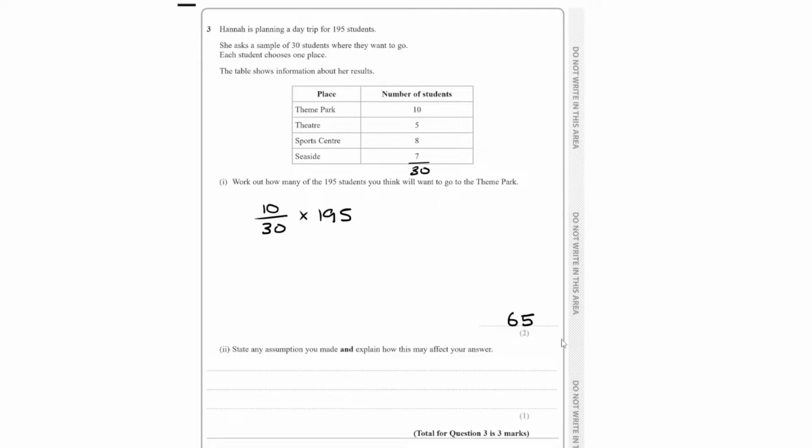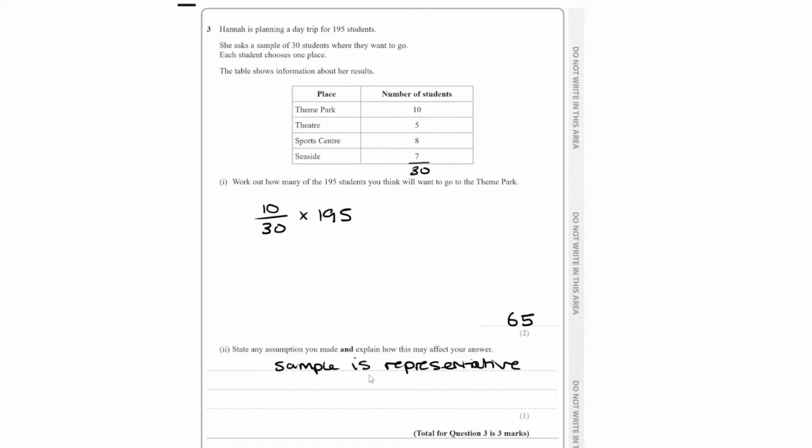Now, part II, state an assumption you made and explain how this may affect your answer. So what I was saying is I made the assumption that the sample was representative of the whole population. I would say there's multiple answers for this. I'll show you the mark scheme in a minute. But with this question I normally go with sample is representative. Try and make it at least slightly coherent. Representative, I can't even spell it. There we go. Representative, there we are. So that's my first bit, that's the assumption I made.